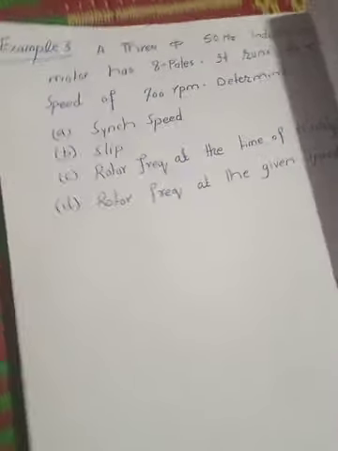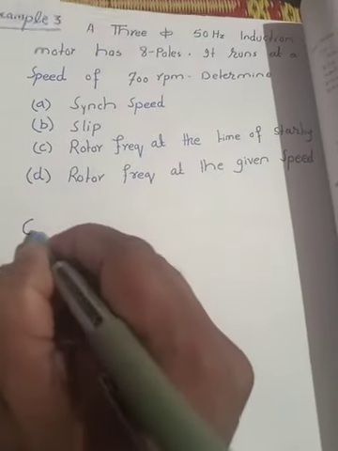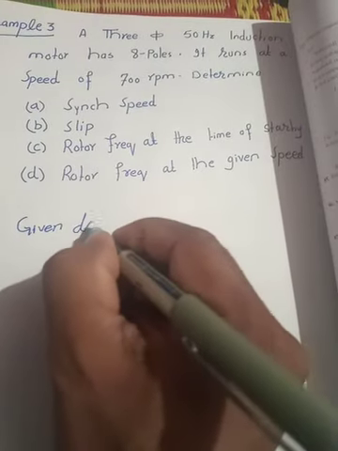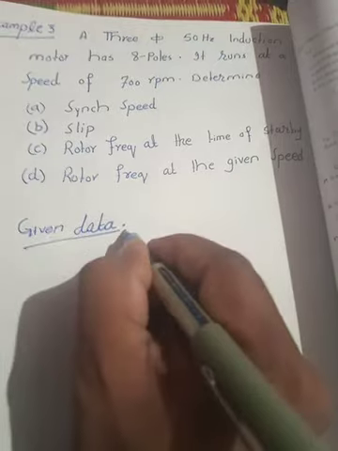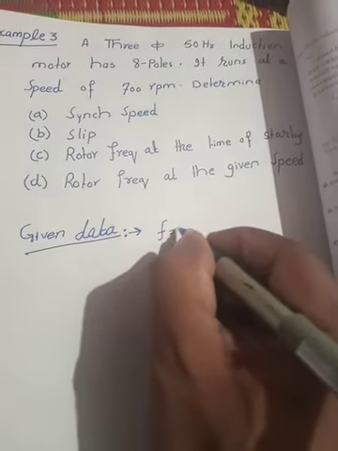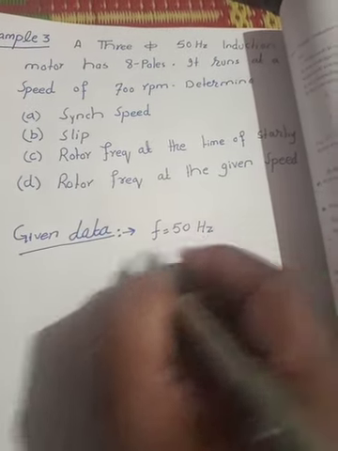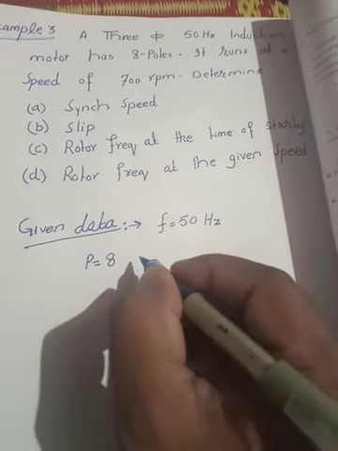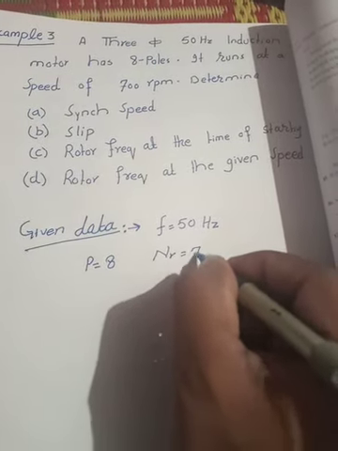So first of all we have to write all the given information. So given data, we have frequency. So this machine is operating on 50 hertz. The number of poles are 8, so P is the number of poles, and we have the rotor speed is 700 rpm.